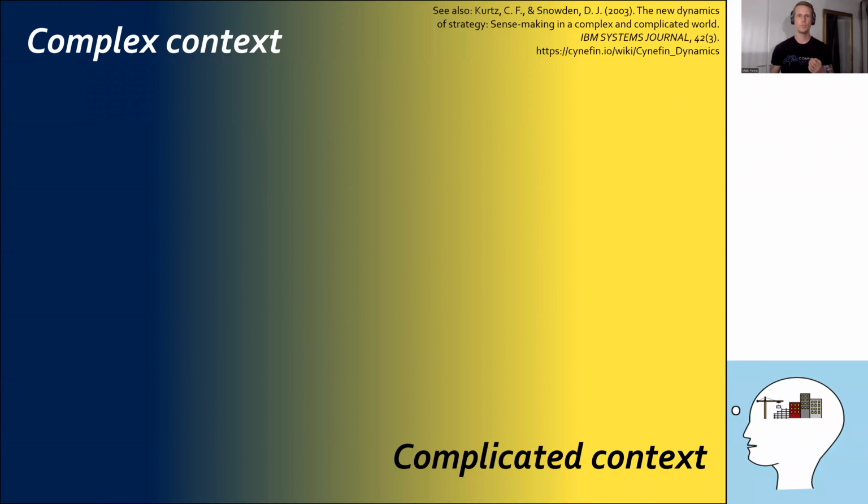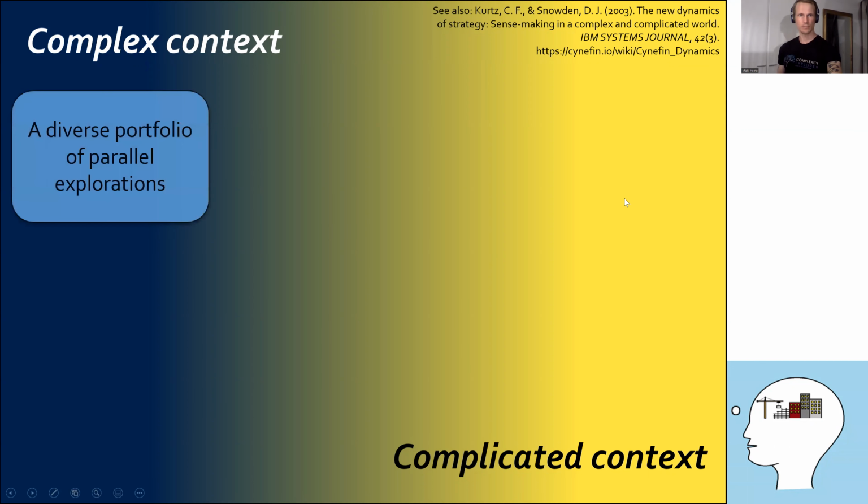And just to describe the dynamic between these two contexts, one way of seeing this could be the following. So first, we have these parallel explorations. So we have a diverse portfolio of many things that we are trying out. So we have many teams. Everybody is trying out different things, and so we try to find something that works.